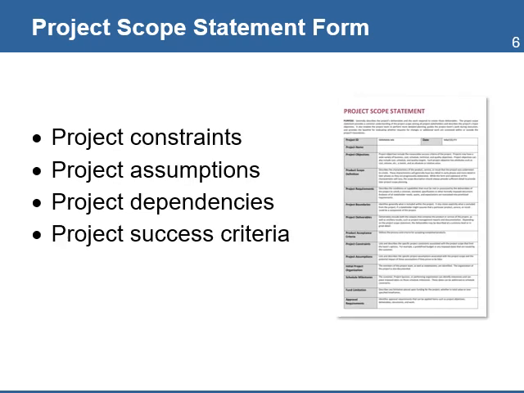Additional information includes the project constraints, which are the limitations imposed by either the donor, the beneficiaries, or the local government. Project assumptions, which is a list of the necessary conditions that will make the project a success. Project dependencies, which are either internal or external factors on which the project is dependent. Project success criteria. Success is ultimately defined by the beneficiaries, so it's a good practice to ask and document what the beneficiaries expect from the project.